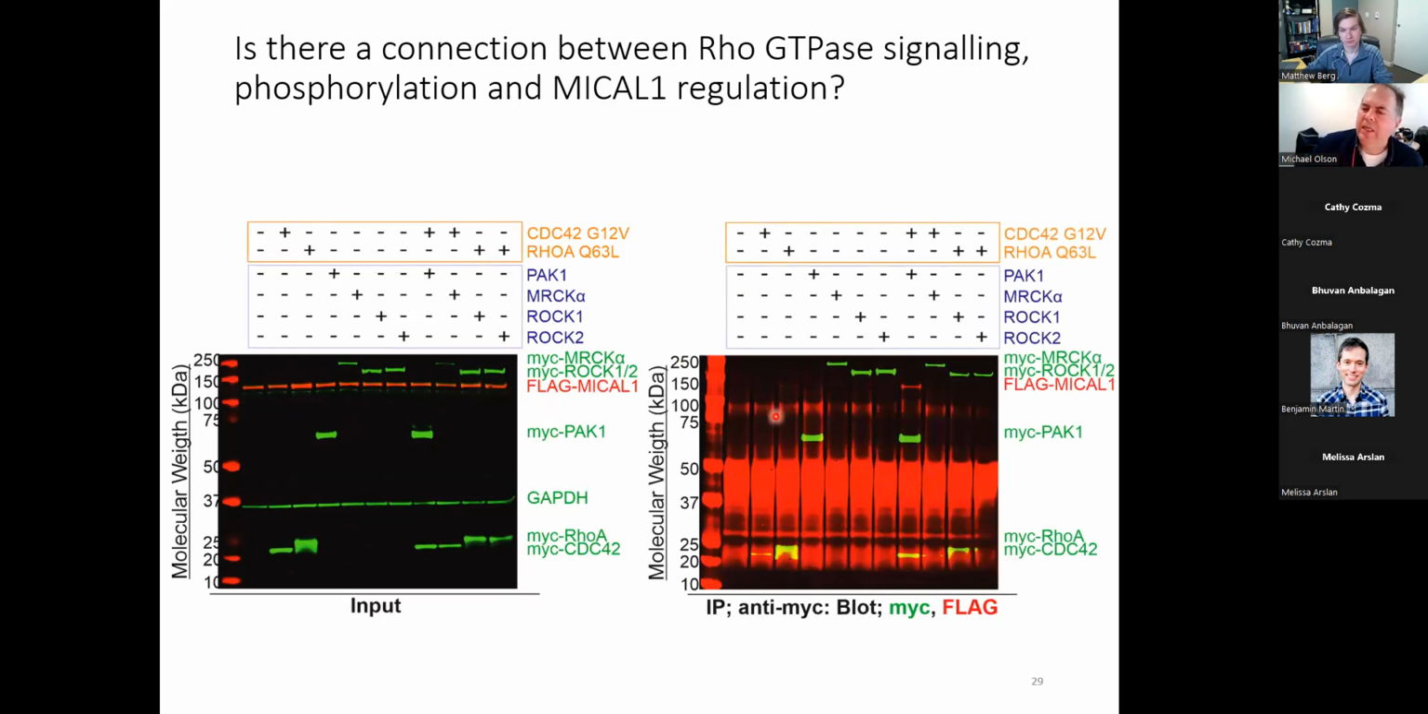And what he then did was to immunoprecipitate with an anti-MYC antibody the green proteins, and look to see whether red FLAG-tagged MYO-1 would co-immunoprecipitate with any of these proteins. And the only one that was really significant was PAK1 plus CDC42. So this is saying that there's a stable enough interaction between PAK and MYO-1 that you can co-immunoprecipitate it, which was very interesting because now maybe we have a direct path from Rho signaling to MYO-1 through this kinase.